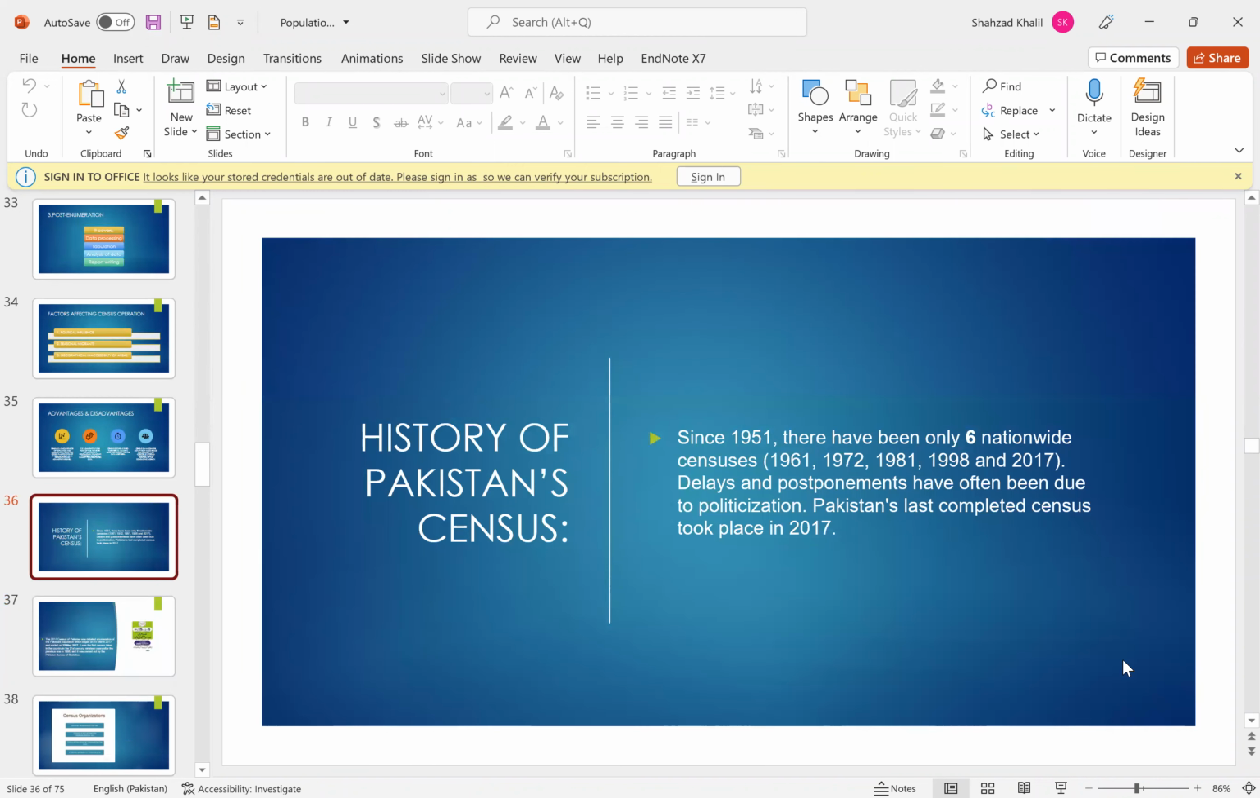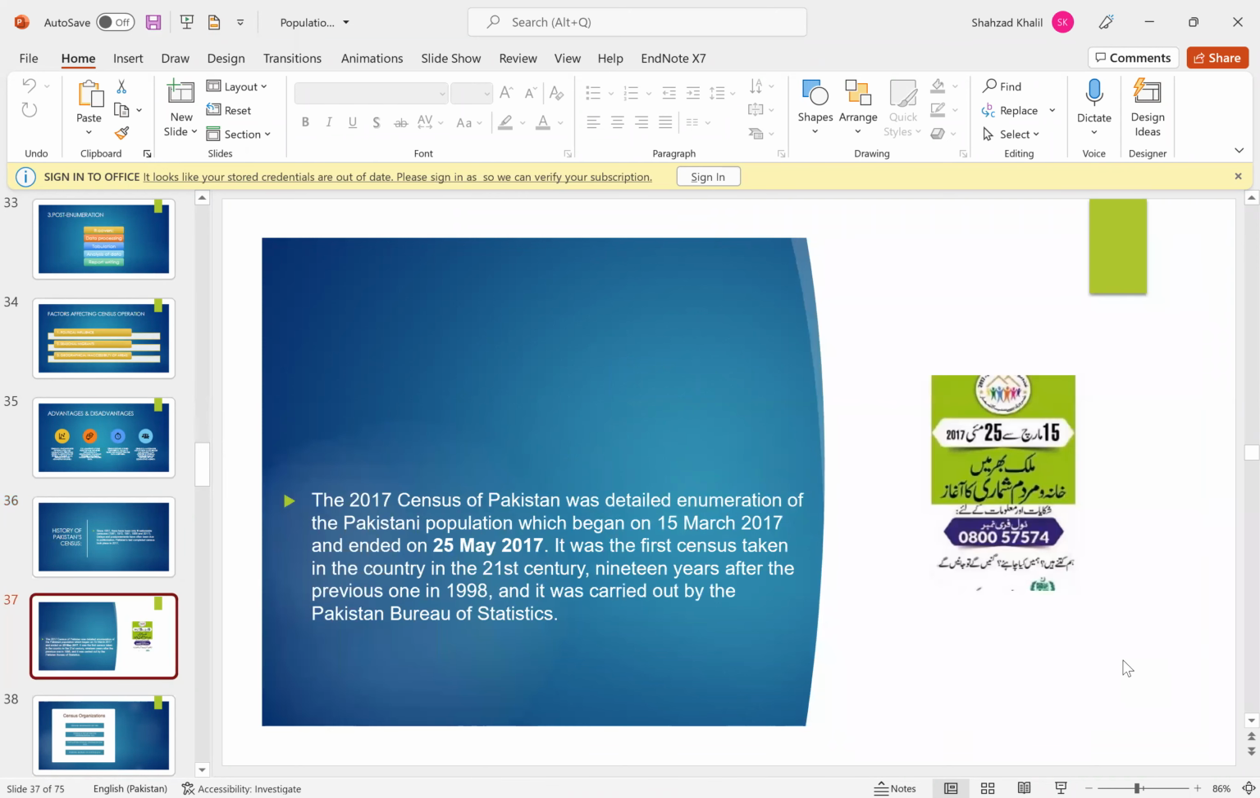History of Pakistan census. Since 1951, there have been only 6 nationwide censuses: 1951, 1961, 72, 81, 98, and 2017. Delays and postponements have often been due to politicization. Pakistan's last completed census took place in 2017. The Census of Pakistan 2017 was a detailed enumeration of Pakistan's population, which began on 15th March 2017 and ended on 25th May 2017. It was the first census taken in the country in the 21st century, 19 years after the previous one in 1998, and it was carried out by the Pakistan Bureau of Statistics.